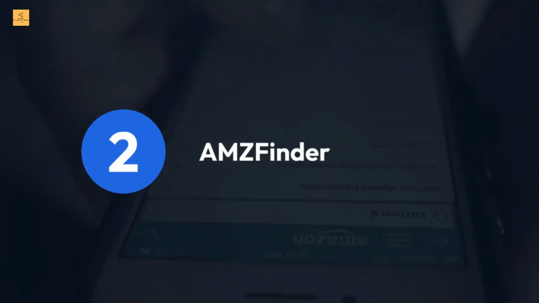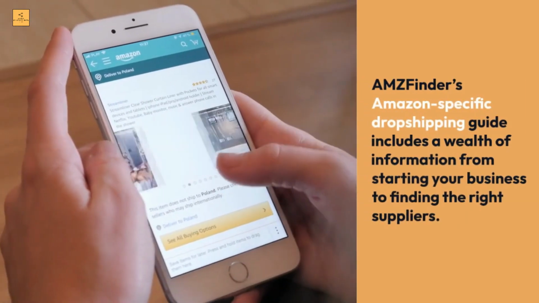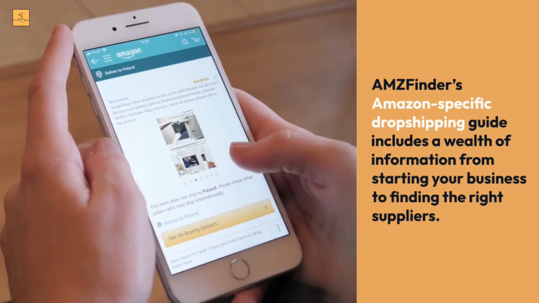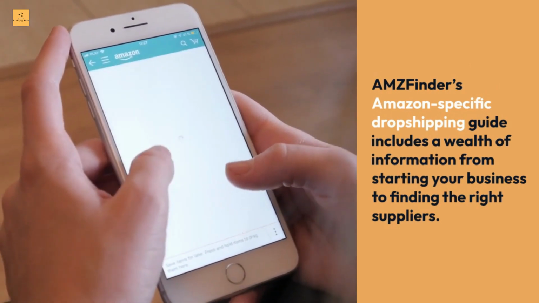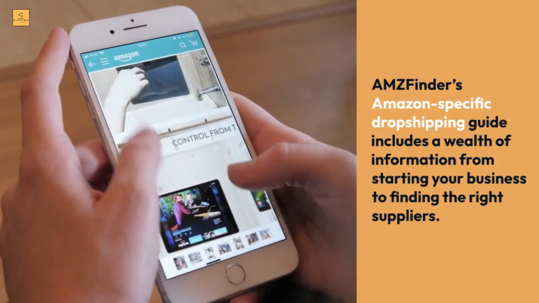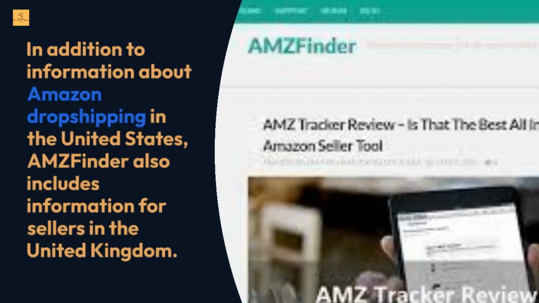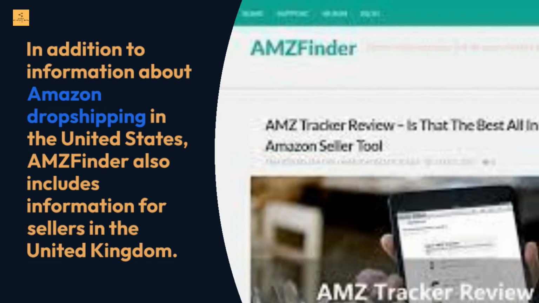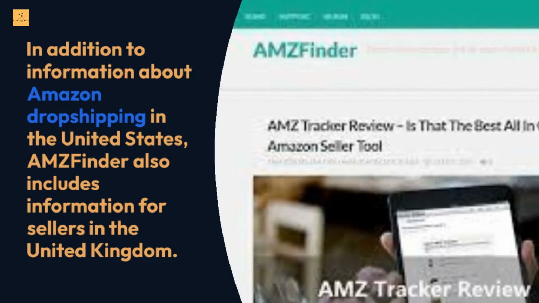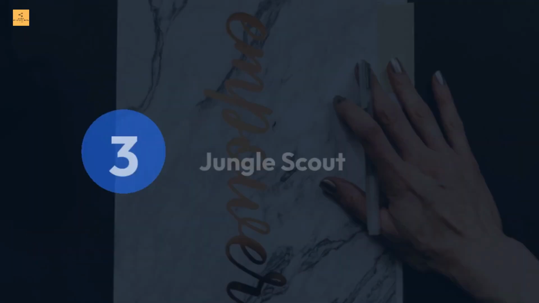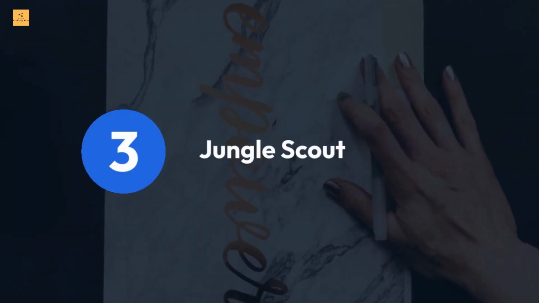2. AMZ Finder. AMZ Finder's Amazon-specific dropshipping guide includes a wealth of information from starting your business to finding the right suppliers. In addition to information about Amazon dropshipping in the United States, AMZ Finder also includes information for sellers in the United Kingdom. 3. Jungle Scout.